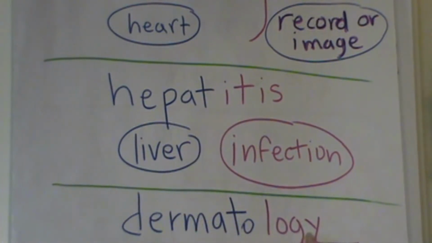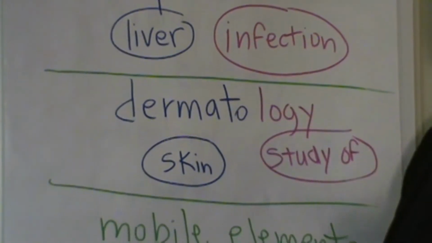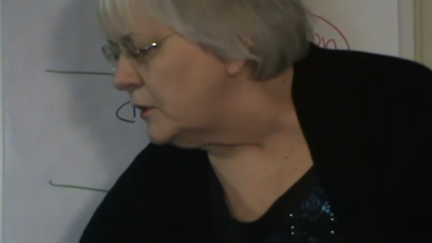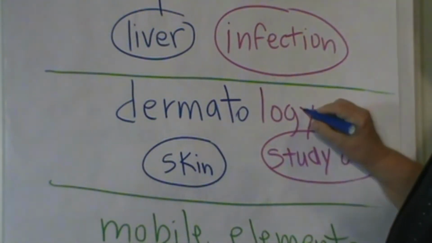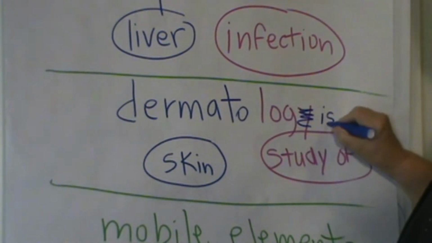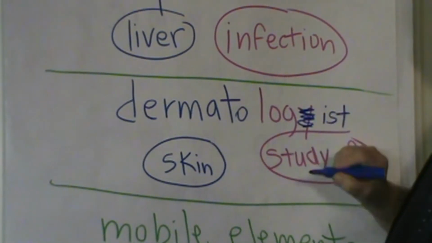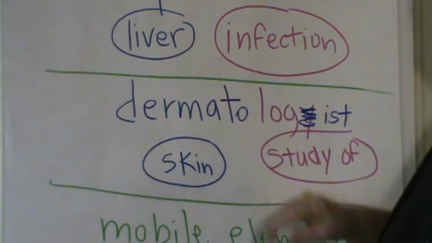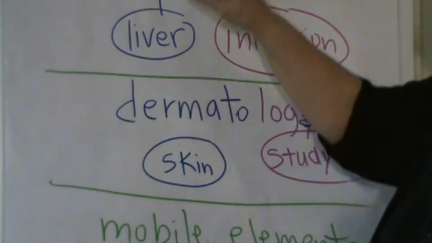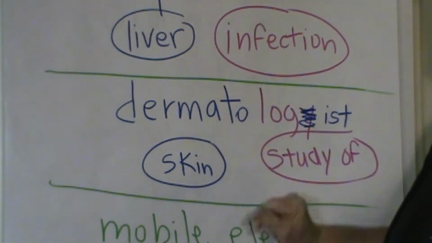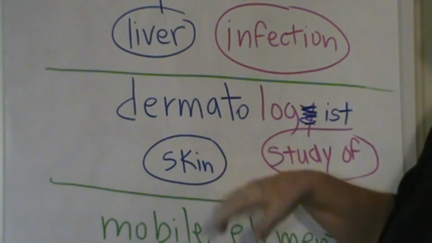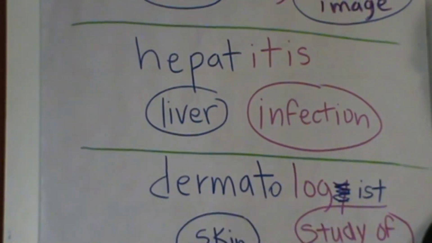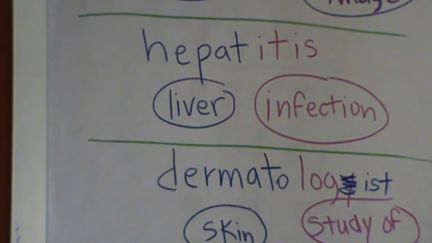I chose dermatology because I think a lot of folks know what dermatology is, the study of the skin. If you don't know that one, it's not too hard to remember that a dermatologist is a physician that studies the skin or treats skin conditions. So I felt like that would be an easy prototype as well. So we have record of the heart, infection of the liver, study of the skin. So I call these mobile elements. These are root words. Cardi, hepat, and dermato are root words. On the end are called suffixes.